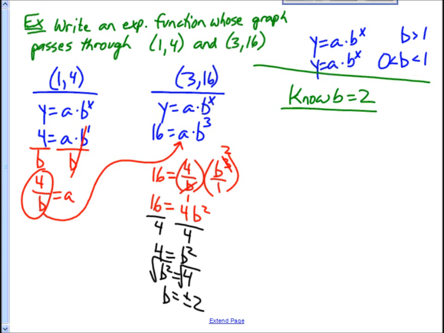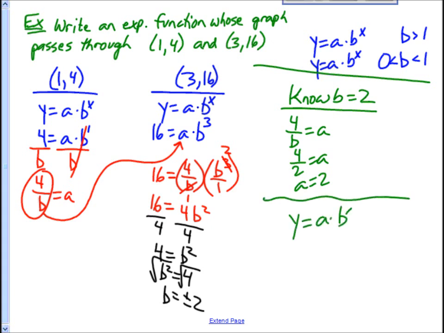Okay, so b equals 2, and since 4 over b was equal to a, and b is 2, we got a is 2. So now we have a is 2, b is 2. Let's write the exponential function: 2 times 2 to the x. Of course, we could plug in 1 and make sure that it spits out 4. Plug in 3 and you'll see that it spits out 16, and so on.